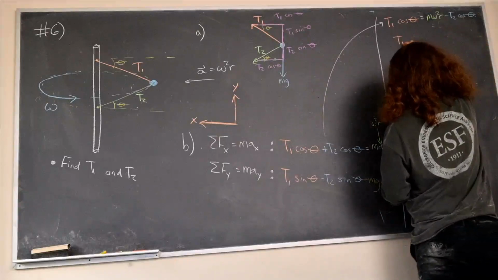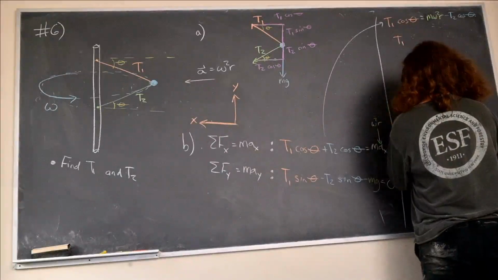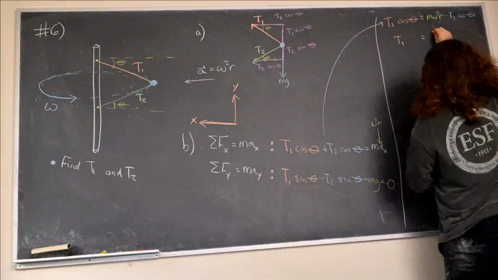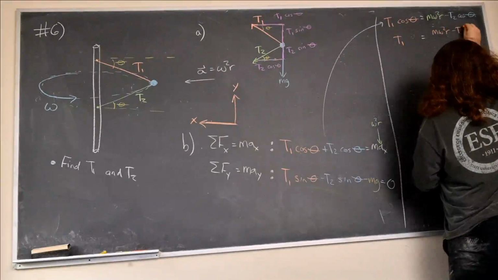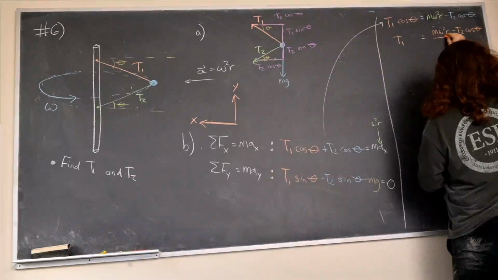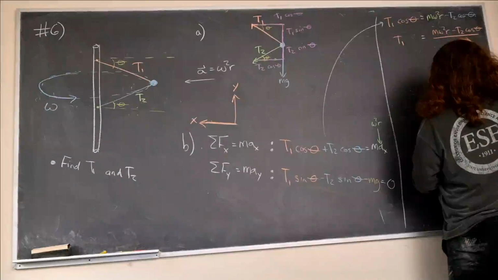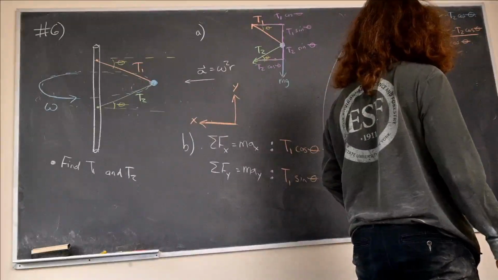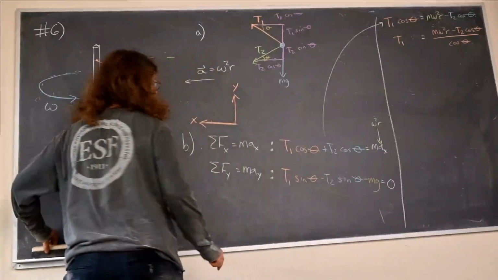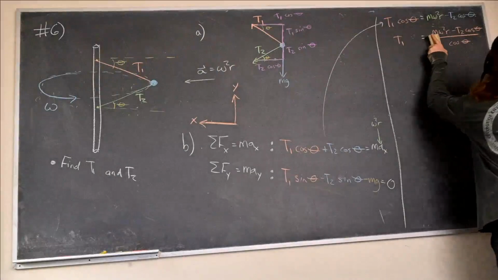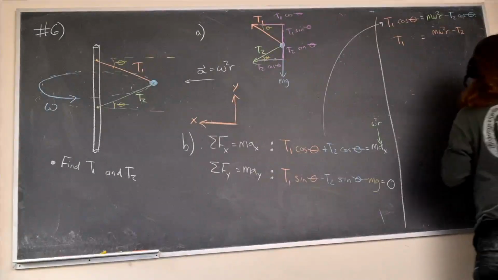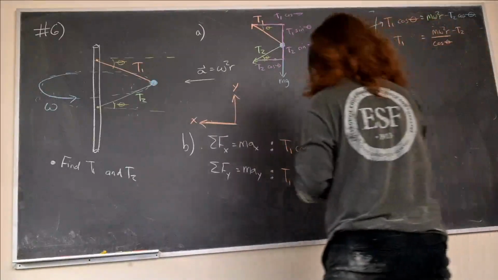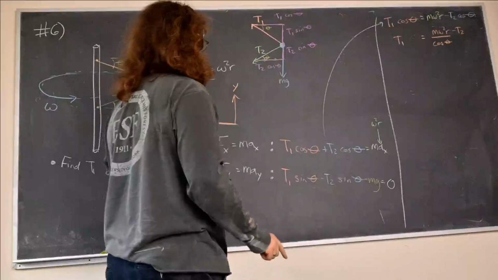So that tells me that T1 equals m omega squared r minus T2 cosine theta, all divided by cosine theta. Or, you know what, I'm going to go ahead and split the fraction up. I think that would wind up being easier. So it's m omega squared r over cosine theta minus T2. So now I'm going to substitute that in there.